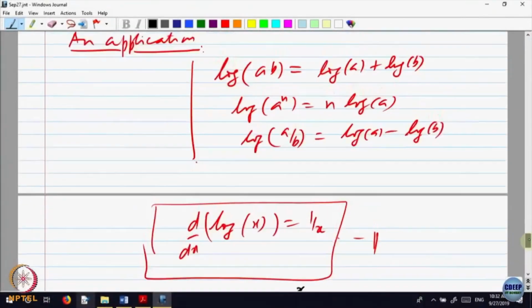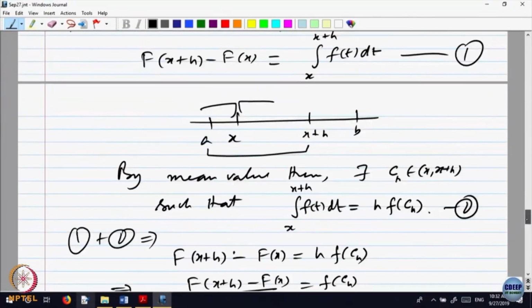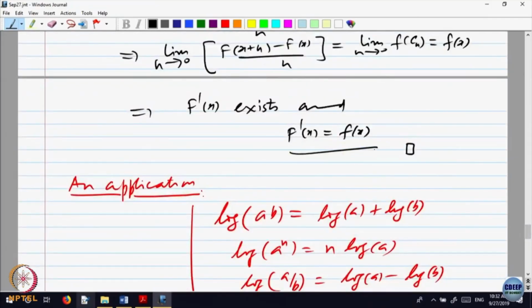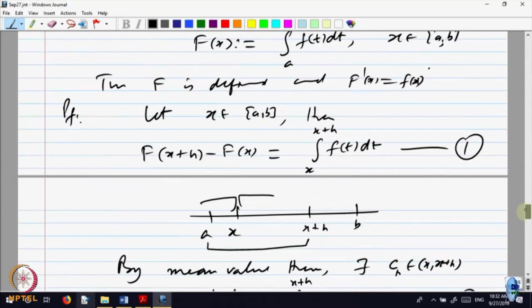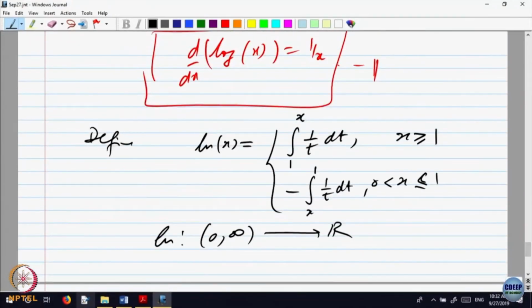Is that okay? 1 over x, 1 to x, the derivative is, that is fundamental. Antiderivative, just now we said that. F of x was the integral a to x, so it is 1 to x, so the derivative is 1 over x. So it is a differentiable function with the derivative 1 over x, which for x bigger than 0 is everywhere positive. So ln x is a function with positive derivative.